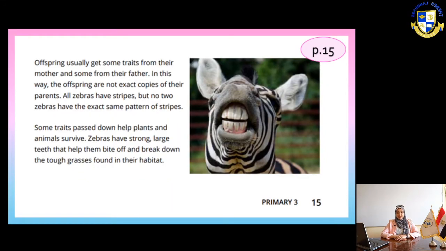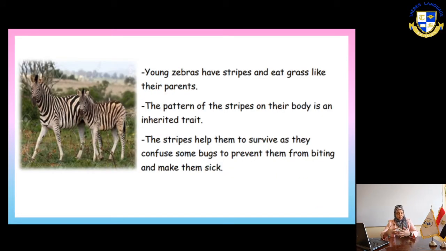Offspring usually get some traits from their mother and some from their father. In this way, the offspring are not exact copies of their parents. All zebras have stripes, but no two zebras have the exact same pattern of stripes, as we said. Some traits passed down help plants and animals survive. Zebras have strong, large teeth that help them to bite off and break down the tough grass found in their habitat.